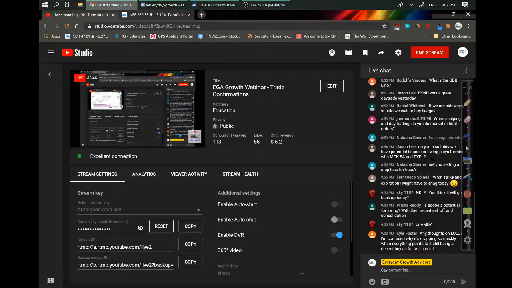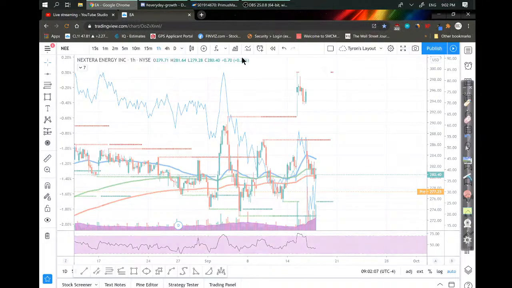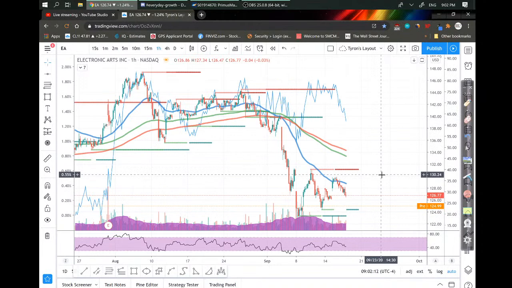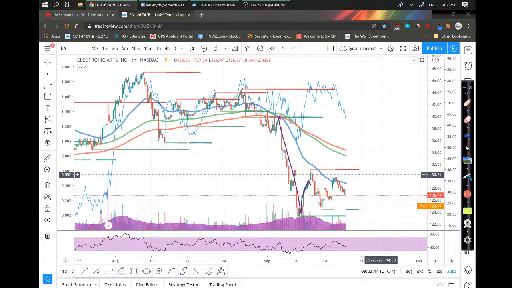Okay, this is a bit too much here. I'm just gonna do one or two of them. Potential bounce swing plays forming with EA and PayPal. EA? No, not yet. Tell me what's the problem here. You're still bearish, man. Where's the confirmation? You don't have a confirmation yet.